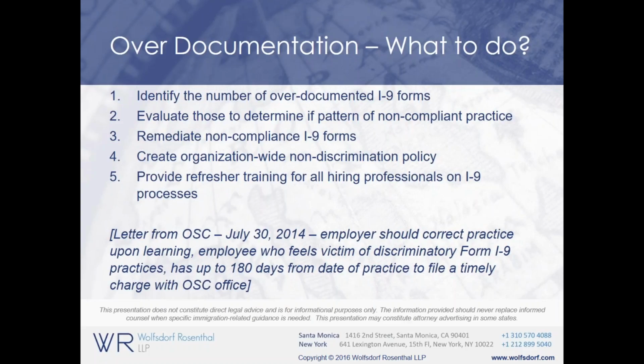If you do find I-9 forms where you have over-documented, it's good to remediate. You do not want to ever be destroying documents when you are not able to, but you comply as much as possible with the rules: fill out a new I-9, and put a note or a memo to file that says, we did an internal audit, we found these particular I-9s had too much documentation, so we filled out a new I-9 with the correct documentation. It's also good to create an organization-wide non-discrimination policy and provide training if you've seen this come up in your I-9s.